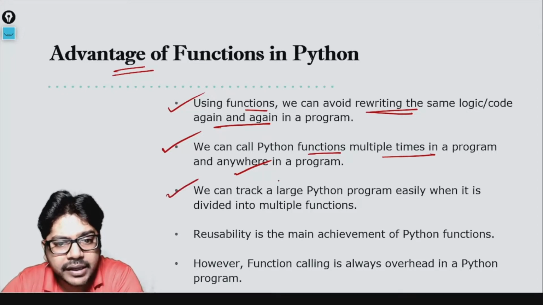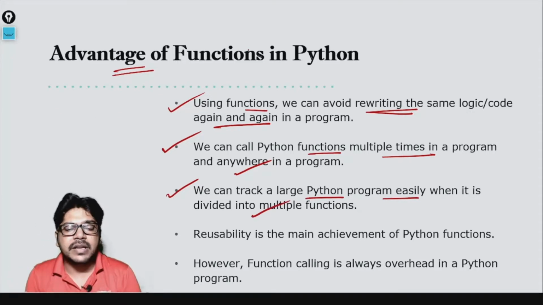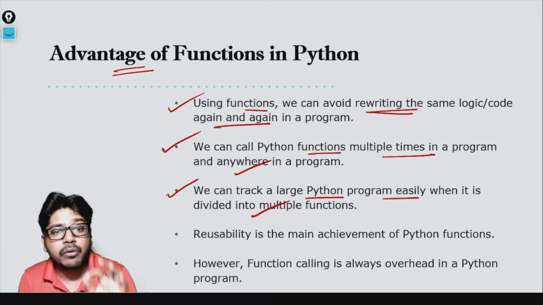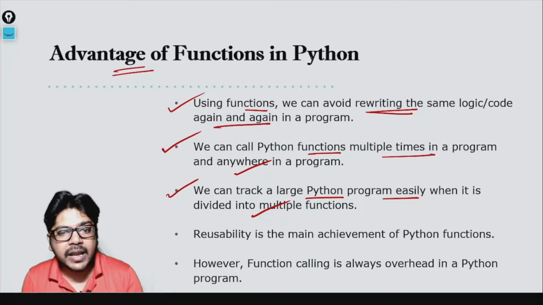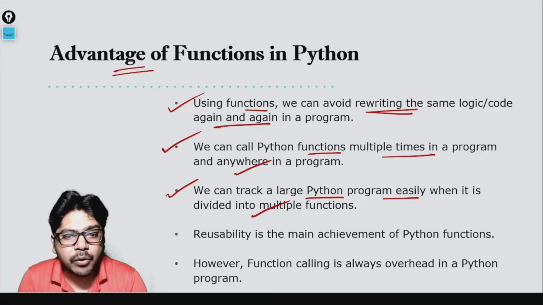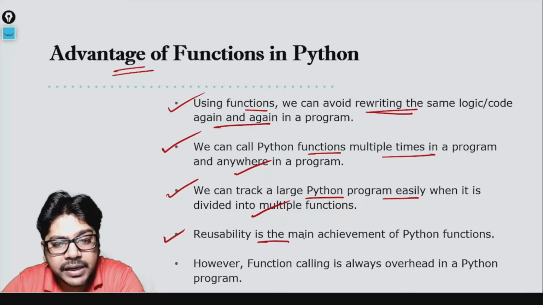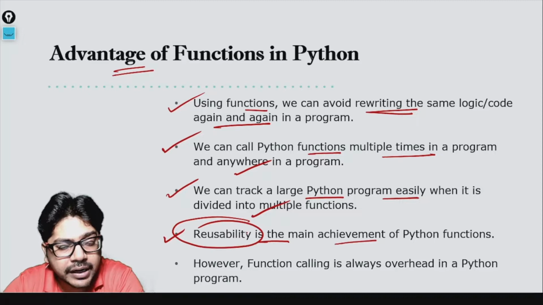Third thing is that we can track a large Python program easily when it is divided into multiple functions. When you create multiple functions, the tasks become very simple. If there is a problem arising at one point, you know where the problem can be, right? So tracking of the whole problem becomes very simple. The fourth thing is that reusability is the main achievement of a Python function. You can reuse it again and again, which we have already discussed.